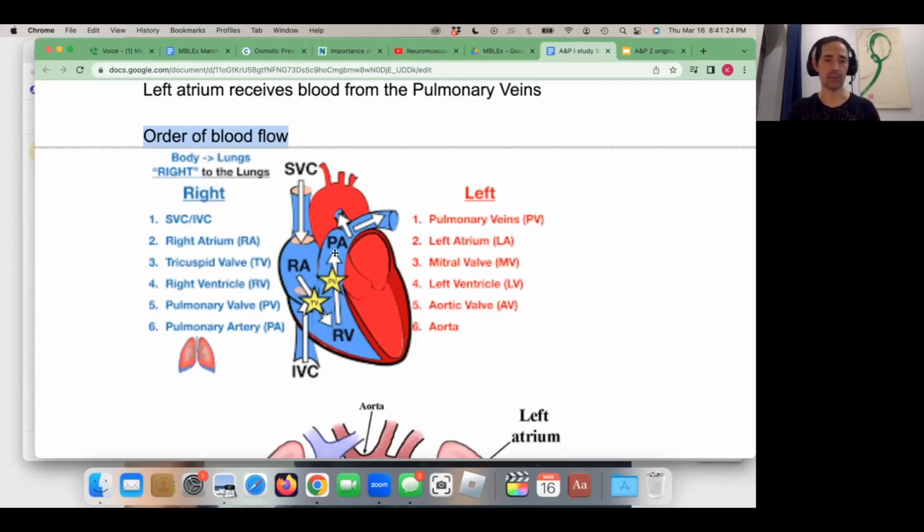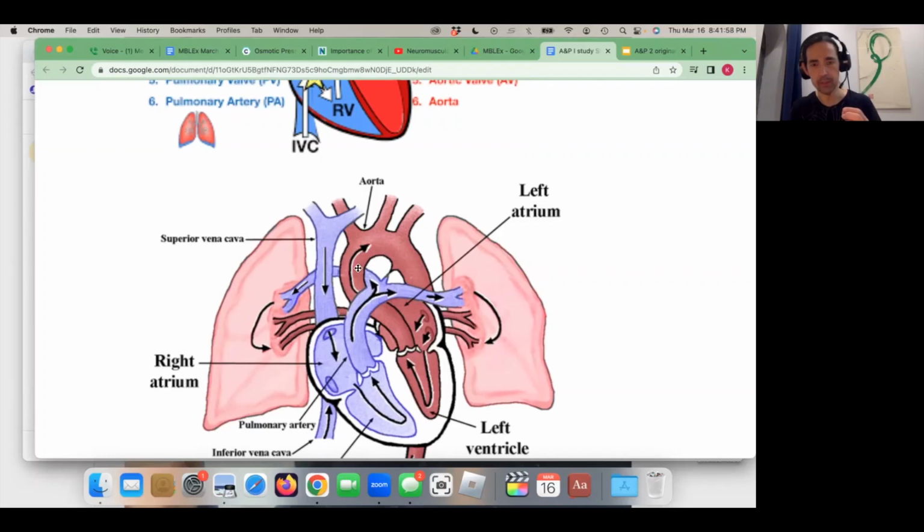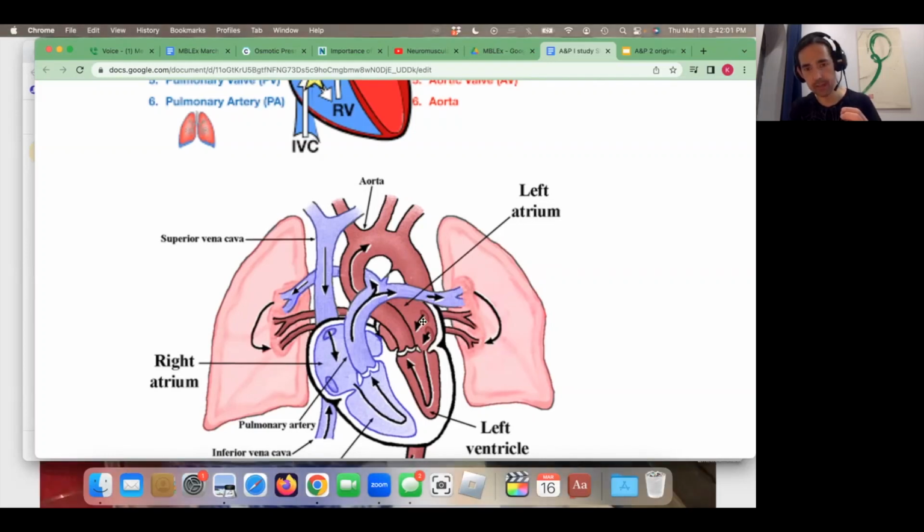So the blood goes out the pulmonary artery. Arteries go away from the heart. Veins come toward the heart. Blood goes towards the lungs, and it goes in through the pulmonary arteries, and then it goes into the lungs, and the blood is exchanged from the arteries to the veins, and the veins bring it back to the heart. The pulmonary veins bring the blood. There's a clearer picture down here.